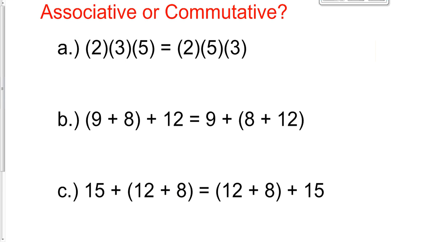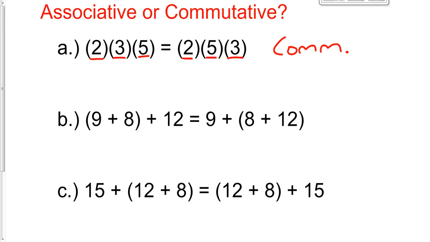Alright, so now we can have discussions such as this. Is it associative or is it commutative on these? So for A, the first thing you're always going to want to check is the order of the numbers. Because if the order changes, that's going to mean it's commutative. So we've got 2, 3, 5, 2, 5, 3. Order changed. This is commutative.